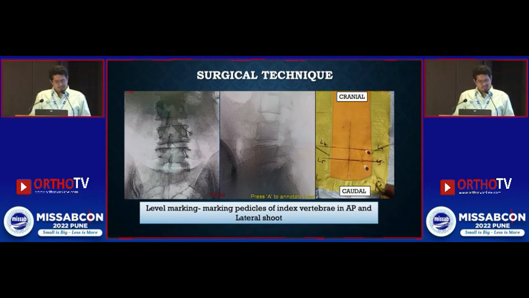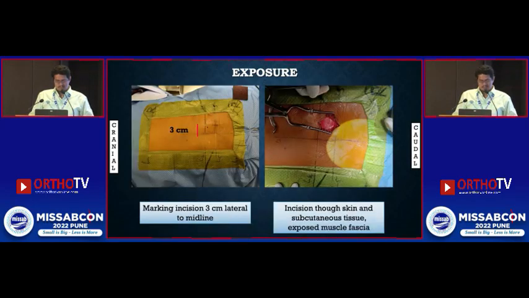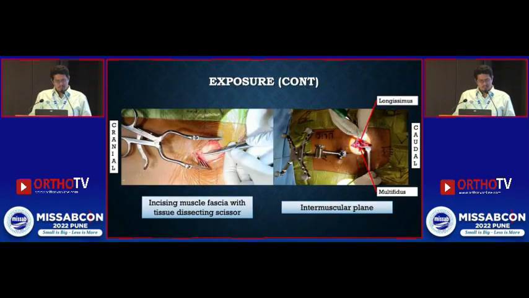Coming to the surgical technique, on the O-arm 2D shoots, we first confirmed the level of the pedicle at the index level. On the right hand side clinical picture, we can see the spinal needles inserted at the level. Nearly 3 centimeters away from the midline, we took a longitudinal incision of nearly 3.5 to 4 centimeters in length. Subcutaneous tissue was dissected, muscle fascia exposed and incised with Stevens scissors. An intermuscular plane was established between the multifidus muscle medially and the longissimus laterally.